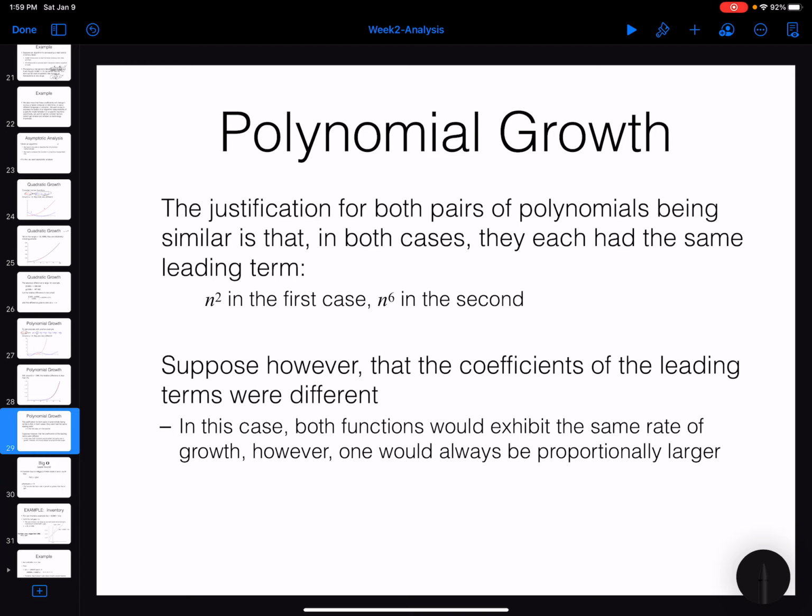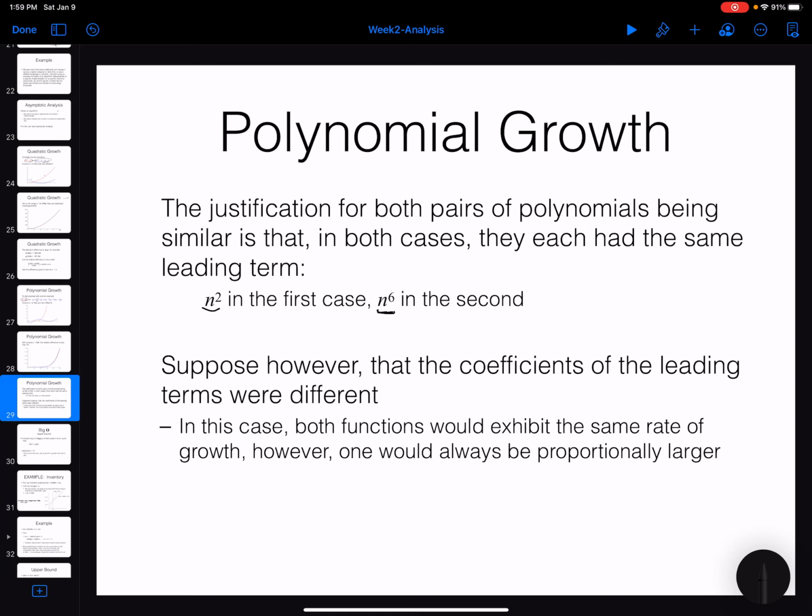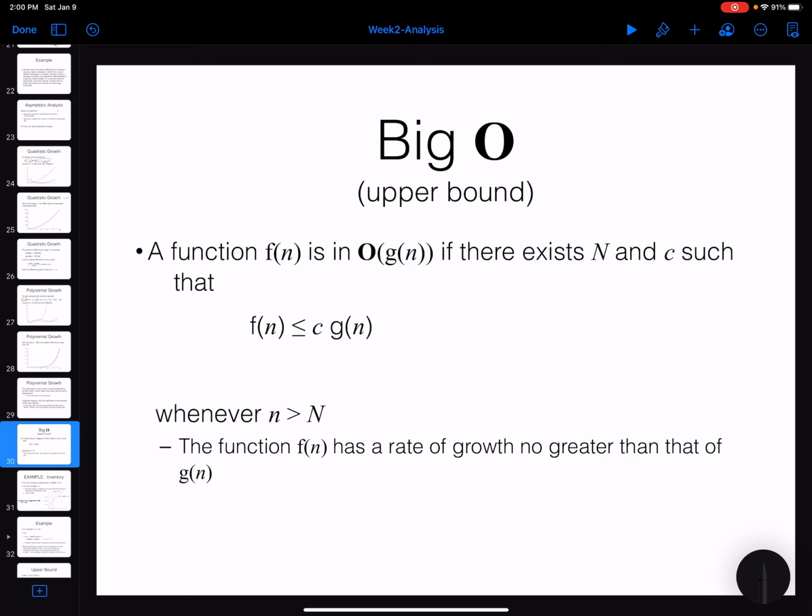This is actually the summary of when you have some polynomial growth ratio. We basically care about the leading term in your function. In those examples that I showed you, in the first case both terms were n square. In the second example, both cases were n power 6. And so the growth ratio of both of those algorithms were the same, and we say that they are going to have the same behavior. So now it's time to actually introduce that big O notation.